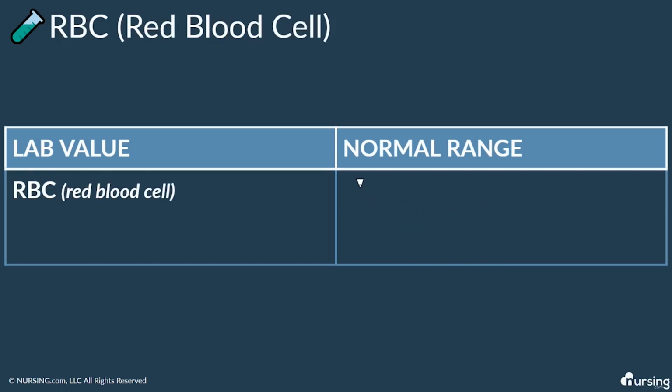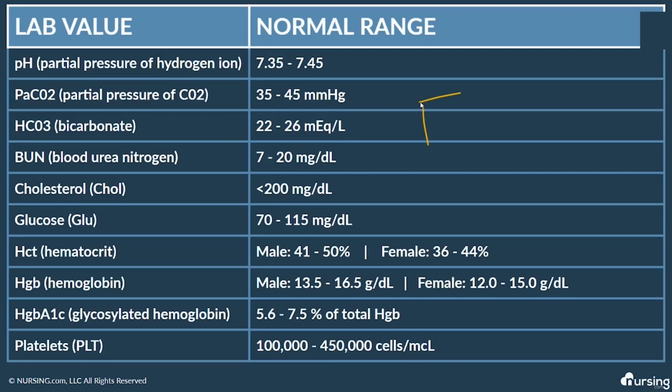So for red blood cells, we're going to have a male value and a female value. For males, for red blood cells, we're looking at 4.5 to 5.5. And for females, we're looking at 4.0 to 4.9. All right, those are all the values that I want you to know. Let's look through this really quick. And if you have your phone out or if you want to take a picture, here's the best time to do it.